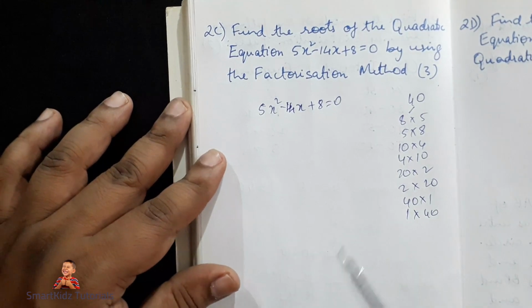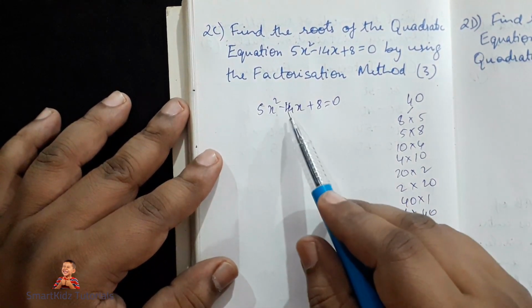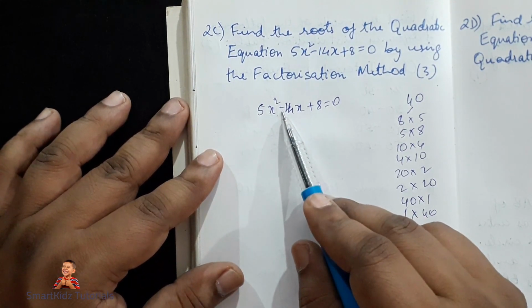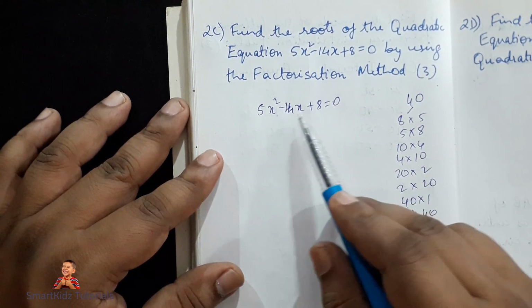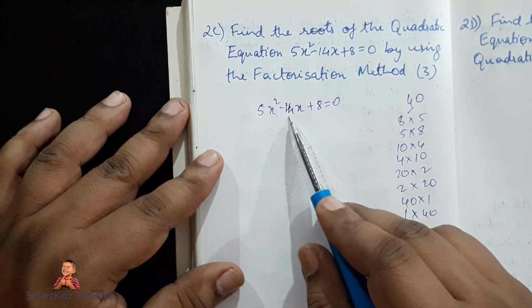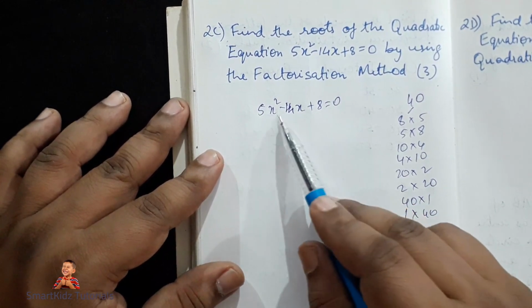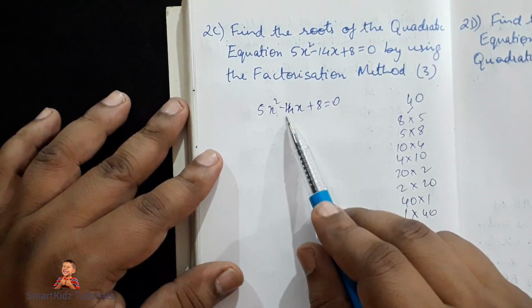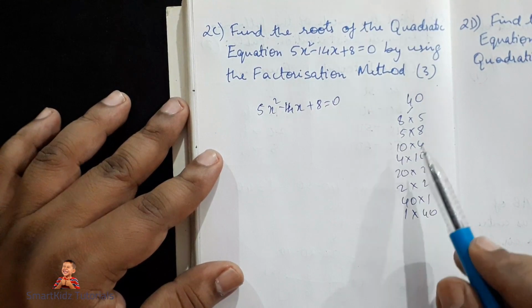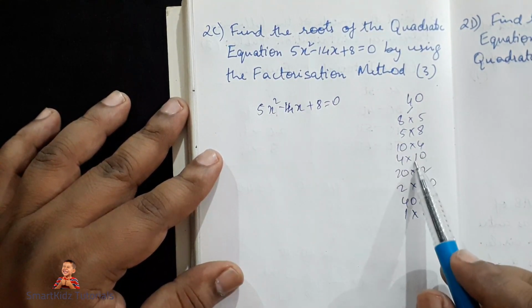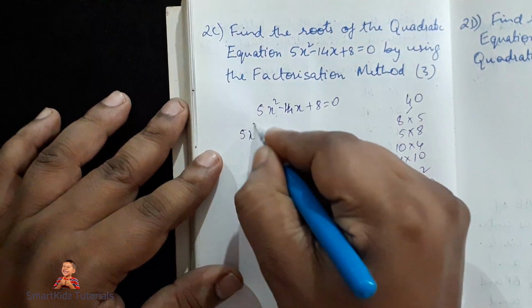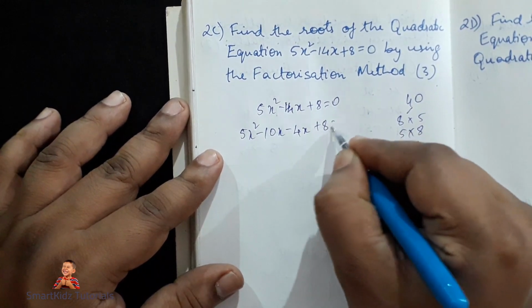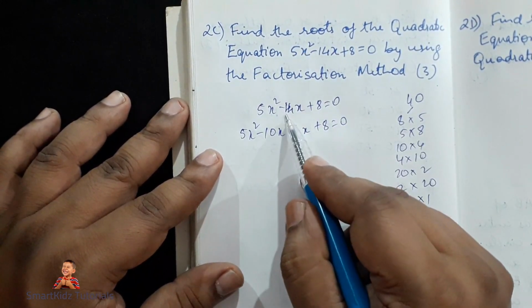These are various ways, but at the end we need to find the value as 14 in between, and if the middle term is negative and the constant term is positive, that means the two terms in between are going to be negative. Negative into negative will give us positive. So when do we get 14 from here? Either 10 into 4 or 4 into 10. Now it doesn't matter because both the signs have got to be negative. So we take 5x square minus 10x minus 4x plus 8 equal to 0. So minus 10x and minus 4x gives us minus 14x.